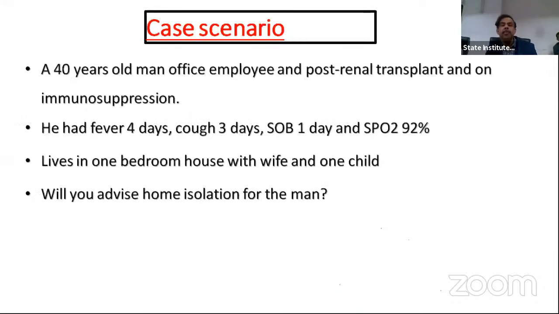A 40-year-old man, an office employee, and post-renal transplant. That is important. He is under immunosuppressive therapy. You can understand post-renal transplant, but he will be under several immunosuppressive therapies. He has developed a 4-day history of fever and a 3-day history of cough. He has developed shortness of breath since the last one day, and his saturation has dipped to 92%, right? He lives in a one-bedroom house with his wife and one child. Will you advise home isolation for this man? Please answer in the chat box.